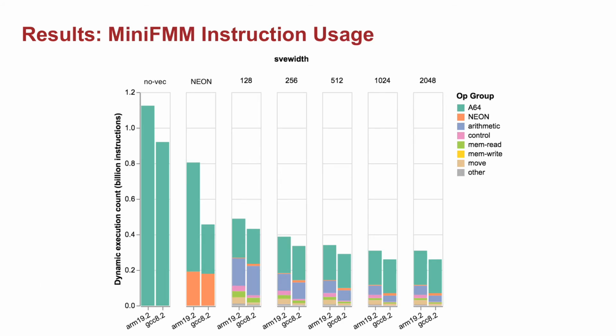Looking at the dynamic instruction count for MiniFMM provided a first hint at the issue. Vectorization does decrease the total instruction count up to 512 bits, but using larger vectors brings little benefit. Vector code is still being run at all lengths, but the number of instructions was very similar at 1024 and 2048 bits compared to 512 bits. This happened because even though wider registers were available, they were not being filled with useful data, and many of the lanes were masked out.